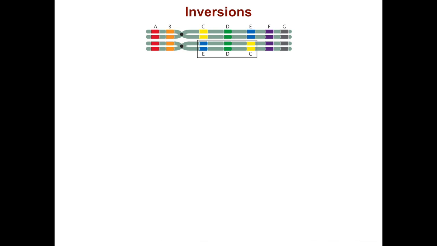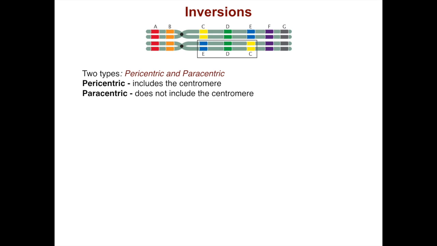Inversions are another important type of chromosomal rearrangement. There are two types, pericentric and paracentric. Pericentric inversions include the centromere, whereas paracentric inversions do not include the centromere.